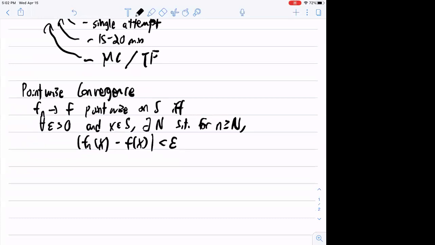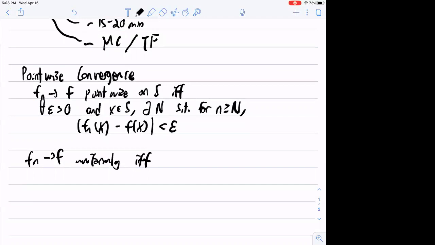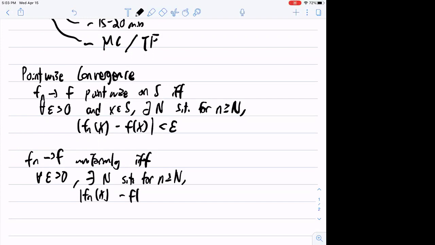What uniform means is kind of like how you have uniform continuity versus continuity. Fn goes to F uniformly if and only if, the same thing as uniform continuity, it doesn't depend on your point x. For all epsilon greater than 0, there exists N such that for n greater than or equal to N, |Fn(x) - F(x)| is less than epsilon for all x in S. So this N will hold no matter what x is.